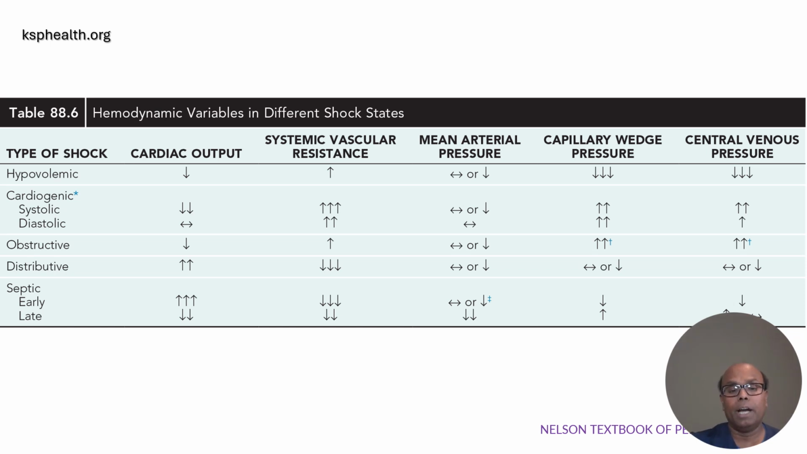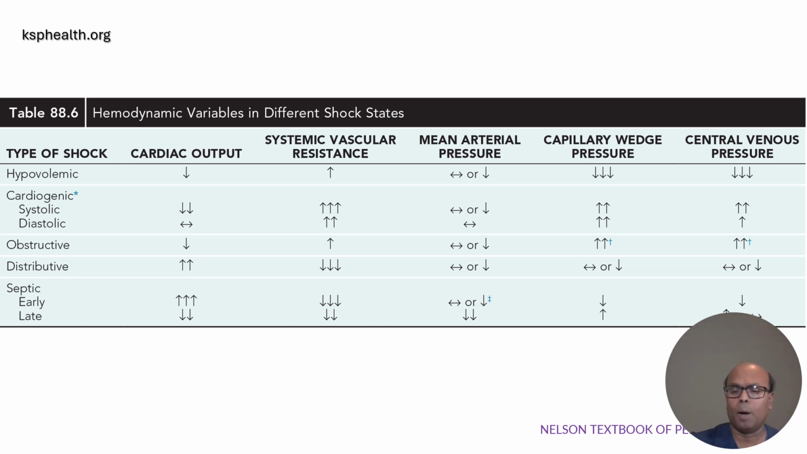Distributive shock: cardiac output is increased, in contrast to the other three we discussed. Vascular resistance will be very low, again in contrast to the previous three, and capillary wedge, central venous pressure, and the MAP can be anywhere between normal to low.